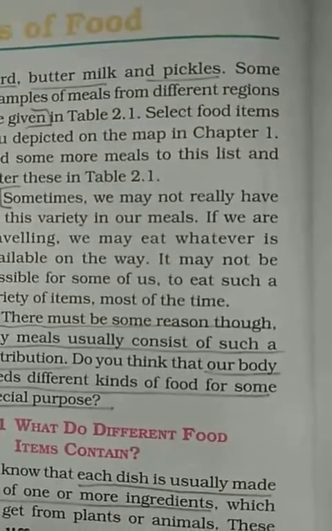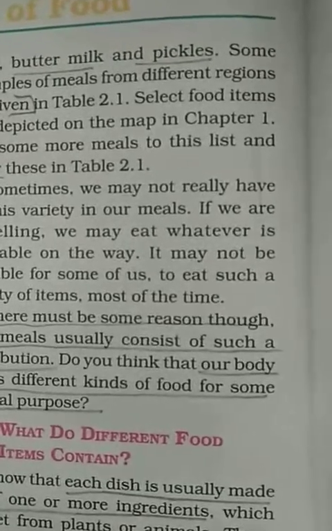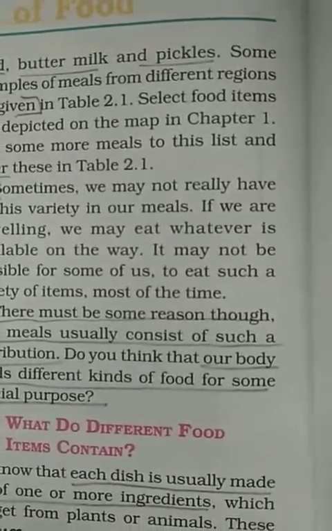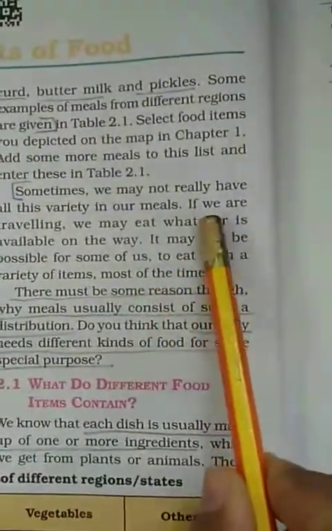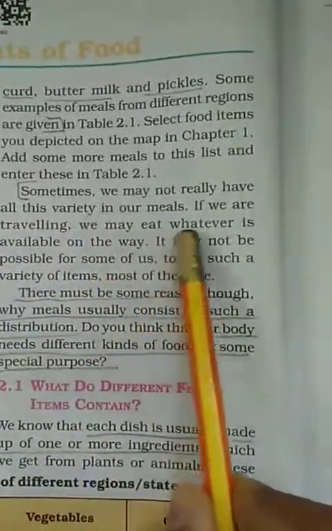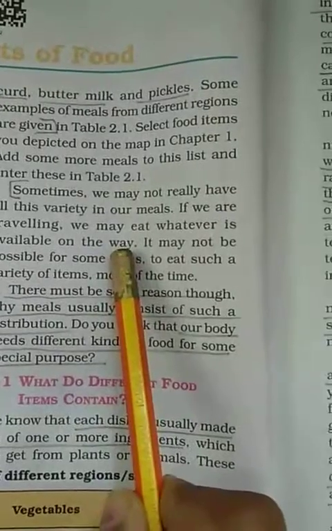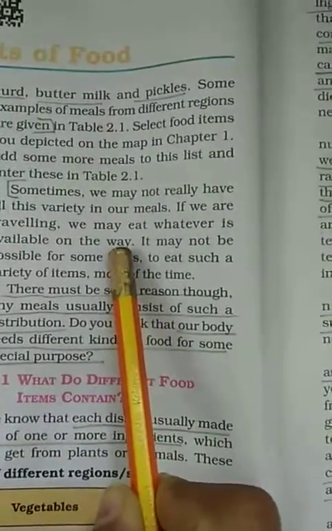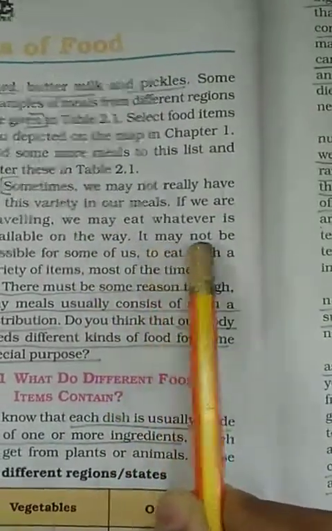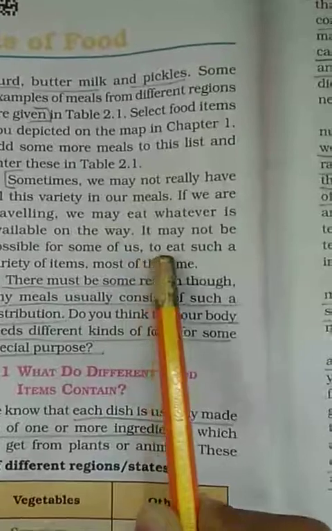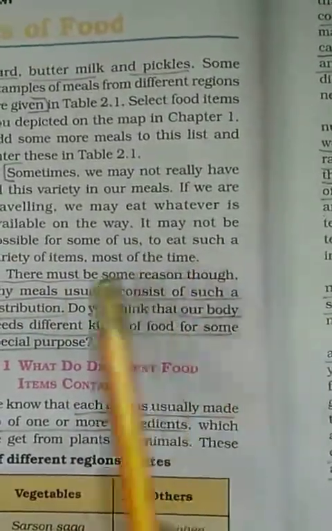Sometimes we may not really have all this variety in our meal. Every day we are not eating the same food. We are eating different kinds of food. If we are traveling, we may eat whatever is available on the way. At that time we don't get what we need to eat. We have to eat whatever we are getting at that time. It may not be possible for some of us to eat such a variety of items most of the time.